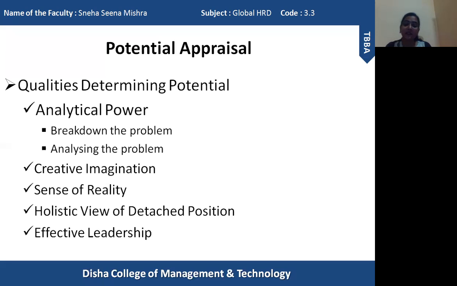So that areas need to be found out. So that is the analyzing or analysis of the problem. So first, the employee must be capable of breaking down the problem in small units, understandable and workable units, and then proper analysis and thorough analysis of all the units and the problem as a whole. These two elements will help the management to determine the analytical power of an employee.